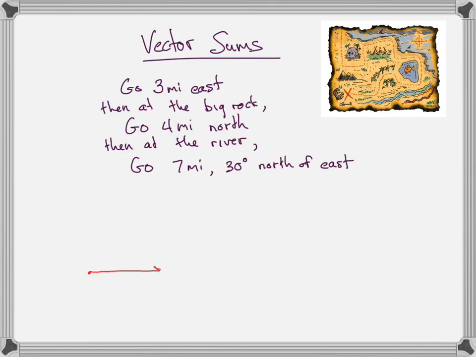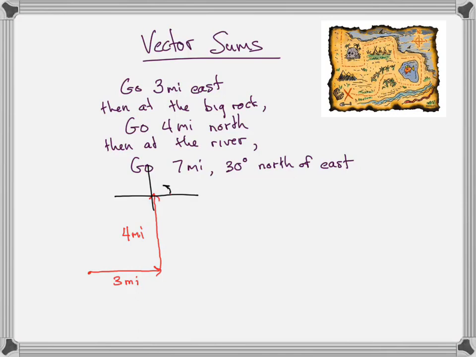So let's just draw this to scale, right? 3 miles east. 4 miles north. So the 4 better be about a third as long as the 3. So 4 miles north. And then 7 miles, 30 degrees north of east. So I want to know how to go 30 degrees north of east. Let's put a coordinate axis. Let's measure up 30 degrees. Okay. And then make a vector which is 7 miles.